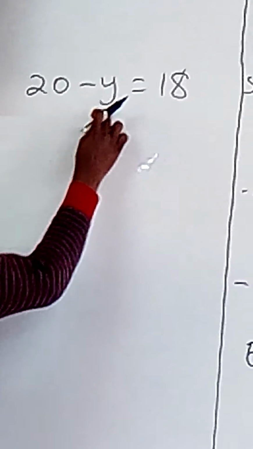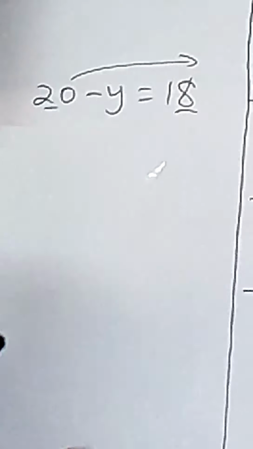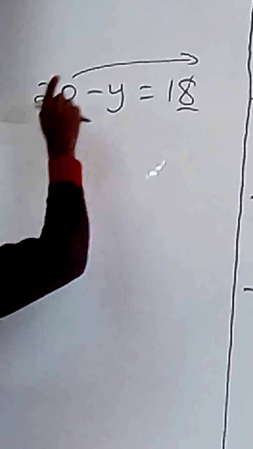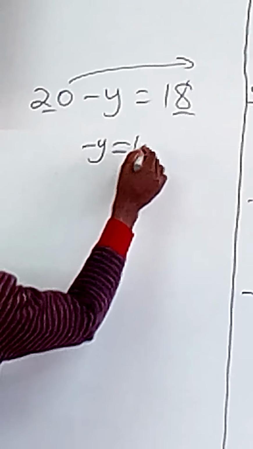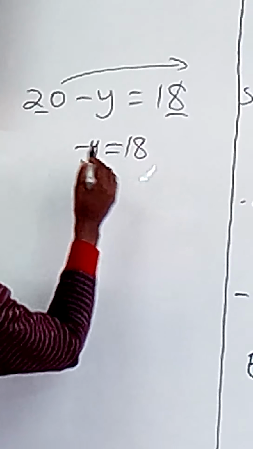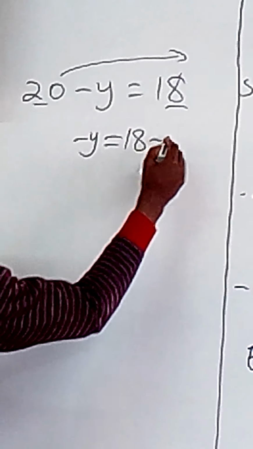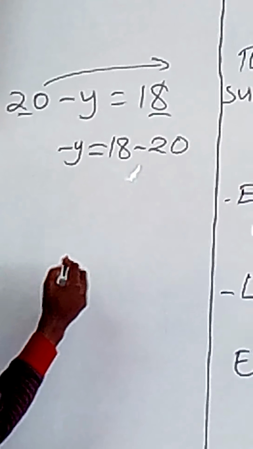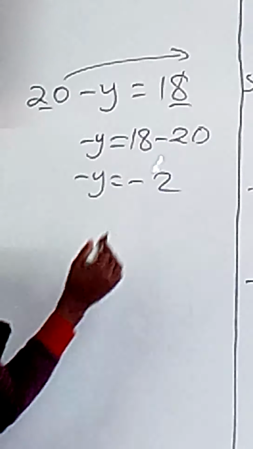This is unknown. These two are known. So what you do, take this part to the other side. So you remain with negative y equals 18. When this one goes to the other side, it becomes negative. So negative y equals 18 minus 20 is negative 2.